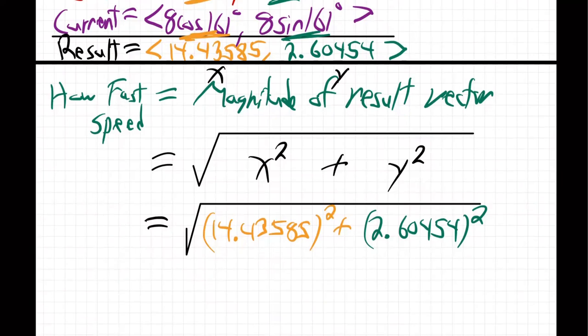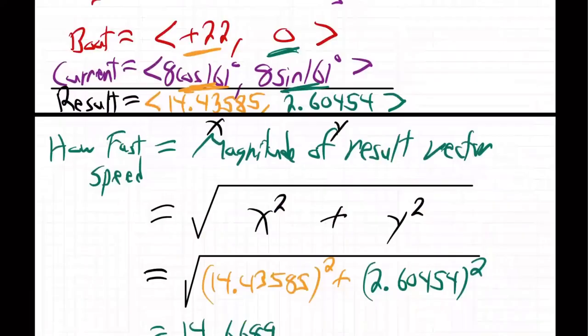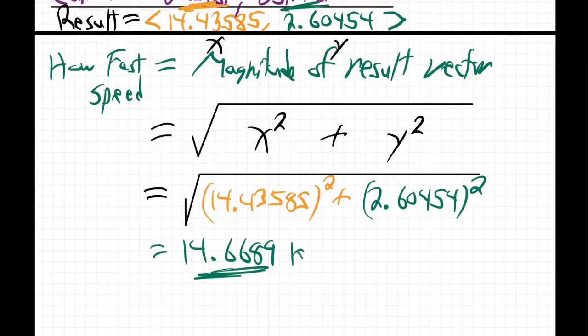And I'm getting an overall answer of 14.6689. Is that what they said up there? 14 point. Oh, I just made this up. This is number check. So there we go. That's how many knots, which is nautical miles per hour. It's how fast the boat will be going on that one.